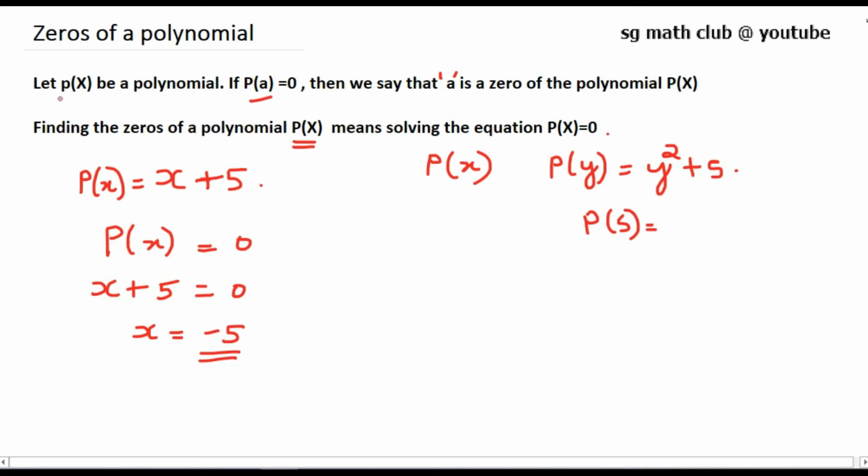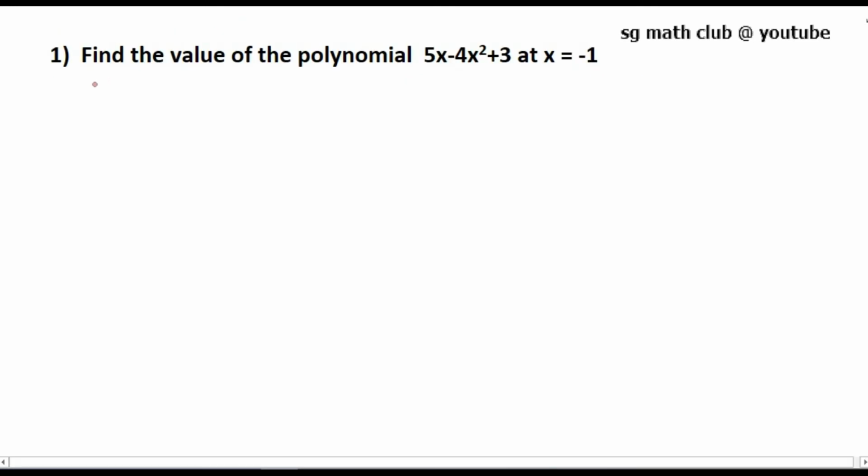So that is given here. Let p of x be a polynomial. If p of a equal to 0, then we can say that a is a zero of this polynomial. So here zero of this polynomial is minus 5. Zero of the polynomial means you have to equate to 0, solve that equation, find out the value of the variable x, that will give you zero of the polynomial. Four different types of questions can be asked from this topic.